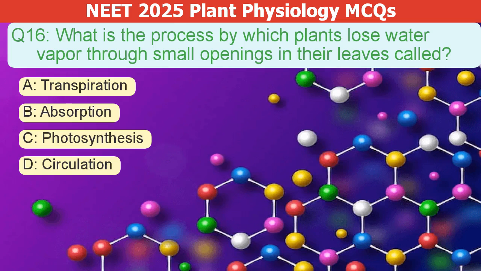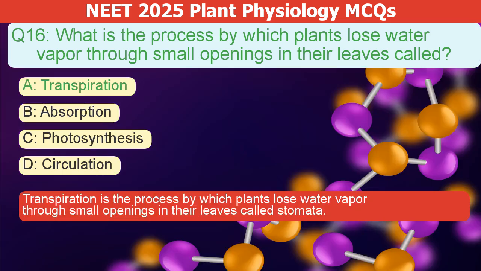What is the process by which plants lose water vapor through small openings in their leaves called? A. Transpiration. B. Absorption. C. Photosynthesis. D. Circulation. The correct answer is A. Transpiration is the process by which plants lose water vapor through small openings in their leaves called stomata.